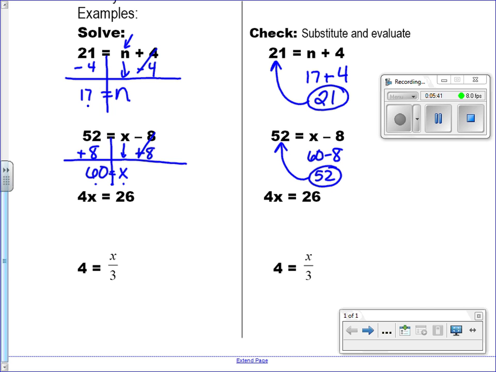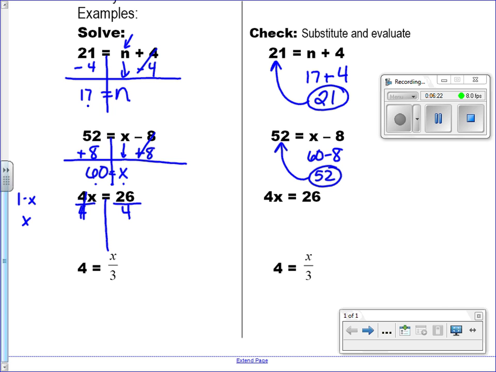Now I have 4x equals 26. Remember, when I have a number and a variable side by side, that means multiply. So I have to do the inverse operation of multiply by 4. What I'm going to do is divide by 4. 4 divided by 4 is 1. And remember, if I have 1 times x, that's my identity property of multiplication, that's just going to be x. So here I divide 26 by 4.